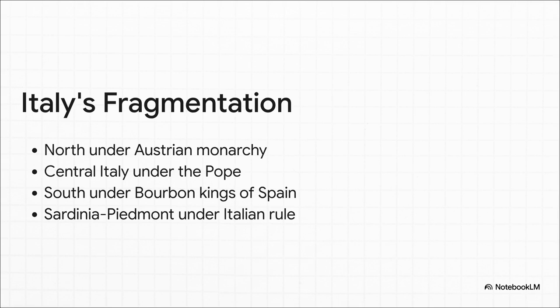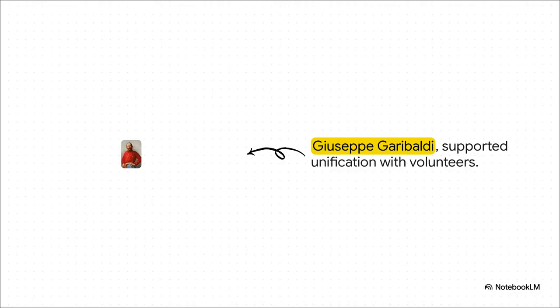Out of all these territories, only one single state, Sardinia-Piedmont, was ruled by an actual Italian monarch. So Italian revolutionaries weren't just fighting to unite a people, they were actively fighting major foreign empires just to stitch their country together. The initial spark for Italian unity was actually ignited by secret societies, mostly mobilized by figures like Giuseppe Mazzini. But it took literal boots on the ground to make it a reality. Enter the famous revolutionary leader Giuseppe Garibaldi.